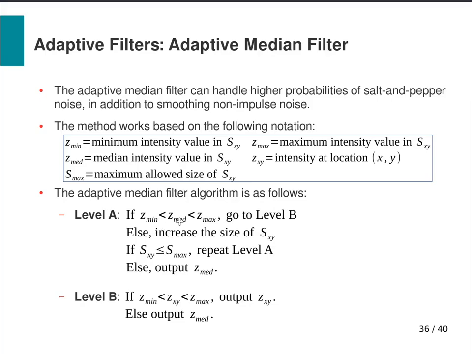The other case is that in level A, Z med is equal to Z min or Z max. In that case, that means that the median value is similar to an impulse. So in this case, we need to increase the size of the neighborhood. As long as the size of the neighborhood is smaller than the maximum allowed size, we repeat level A. If we reach the maximum allowed size, we output the median value as the output of the filter for the center location.